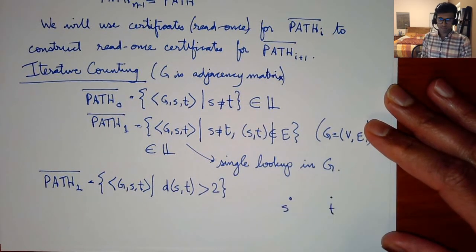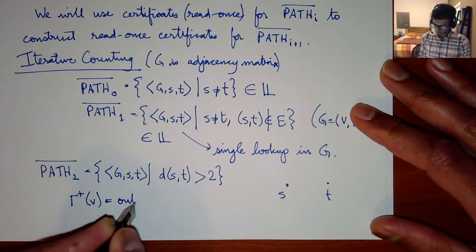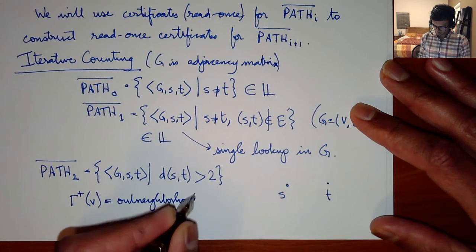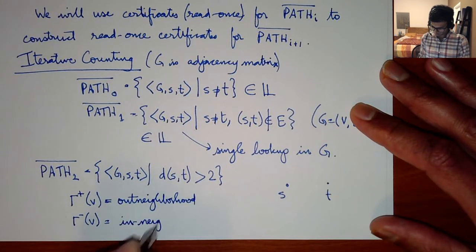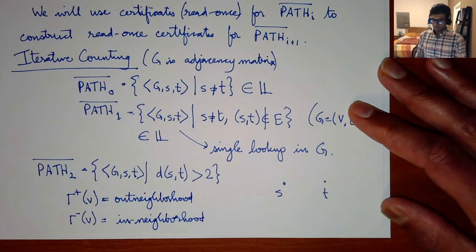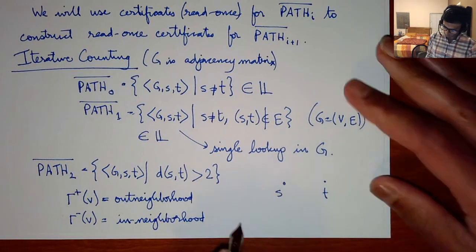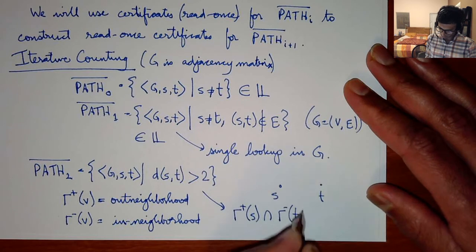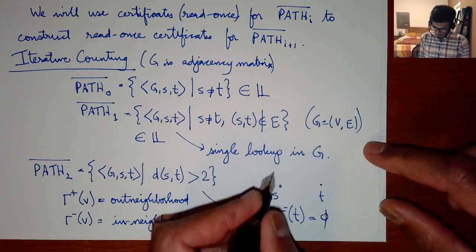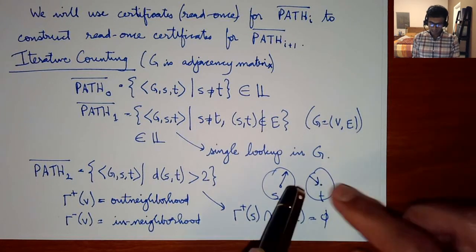So here's S and here's T. Let gamma plus of a vertex be the out neighborhood, and gamma minus of V the in neighborhood. So what is the condition of this? It is the same thing as saying gamma plus of S intersect gamma minus of T is the null set. It means you take the out neighborhood of S and the in neighborhood of T, and they are disjoint. Because if there's anything in common, there's a path of length 2.